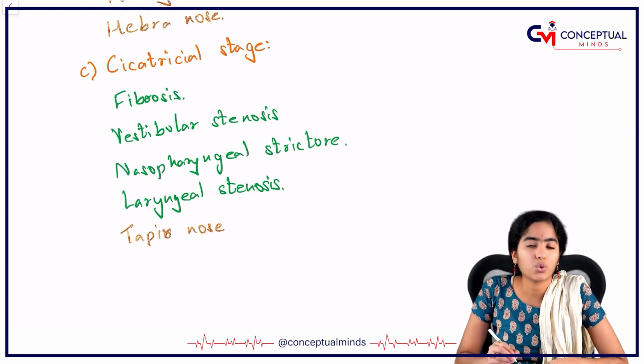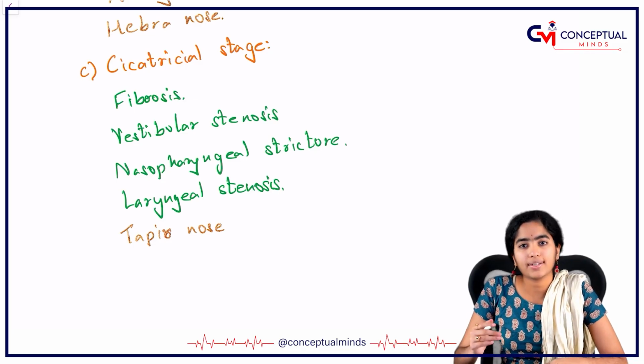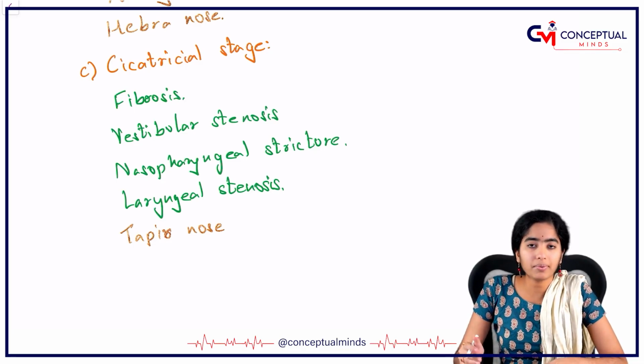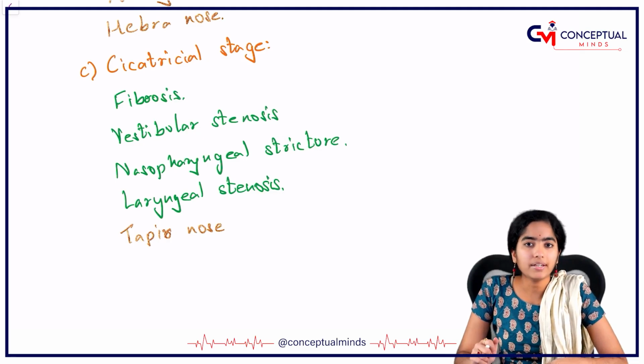T-A-P-I-R, tapir nose. The external nose gets all the more deformed. In the granulomatous stage itself, it was deformed, and now because of all the stenosis, it becomes all the more deformed, and it is called tapir nose. The deformed nose is called tapir nose.